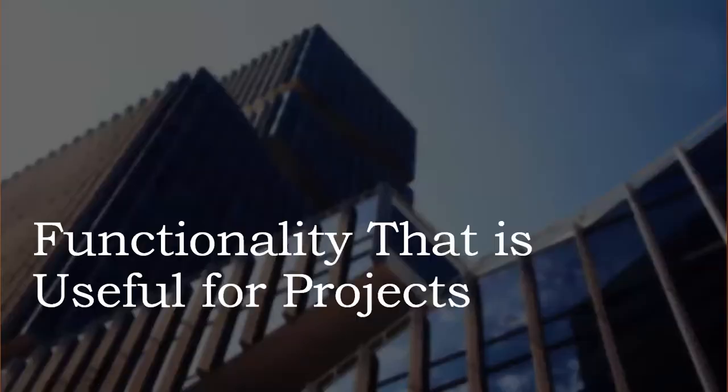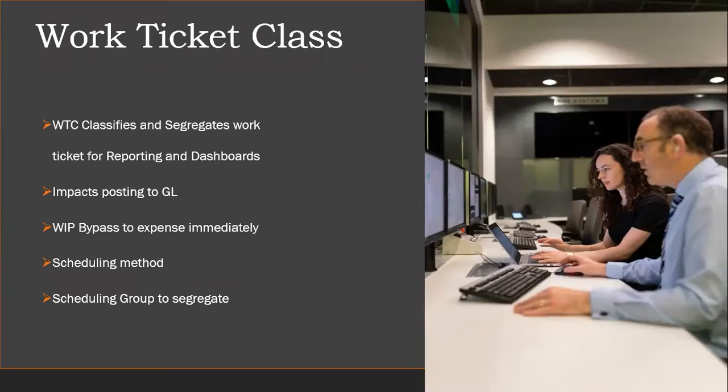So I'm going to cover some functionality that's useful for projects. So the work ticket class, this is kind of the big brother to the work tickets that are being created. It has the rules for how the related work tickets will work. The work ticket class code itself is useful for reporting purposes because you can filter on it for reporting and dashboards. The work ticket class impacts the postings to the general ledger, including WIP bypass, which allows you to expense it right away and not have it held in WIP.